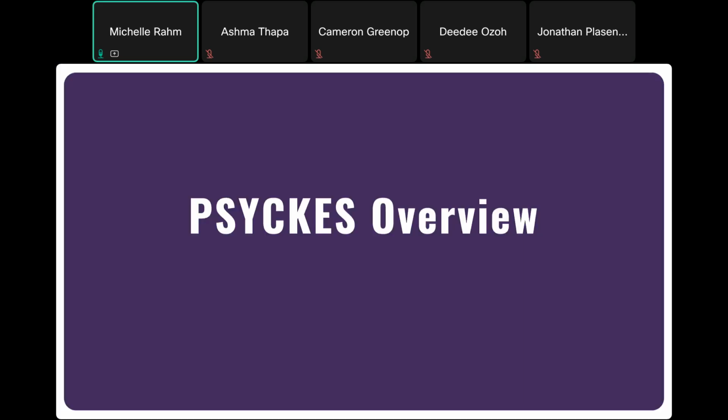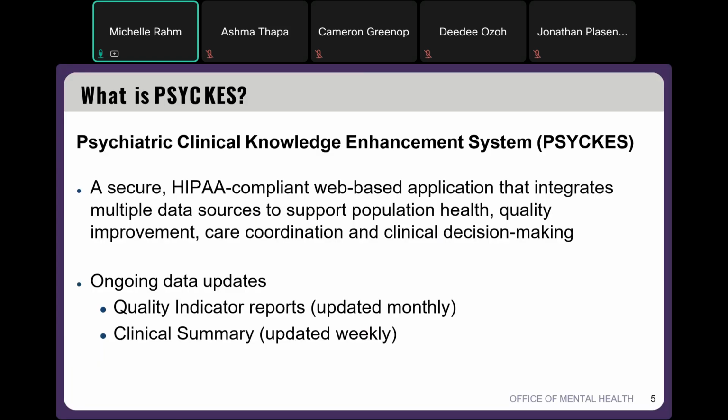All right, so we'll start with our PSYCKES overview. So what is PSYCKES? PSYCKES is a psychiatric clinical knowledge and enhancement system. And what it really is, is a secure HIPAA-compliant web-based application that takes data from multiple different data sources and puts it into one user-friendly format to help support population health, quality improvement, care coordination, and clinical decision-making.